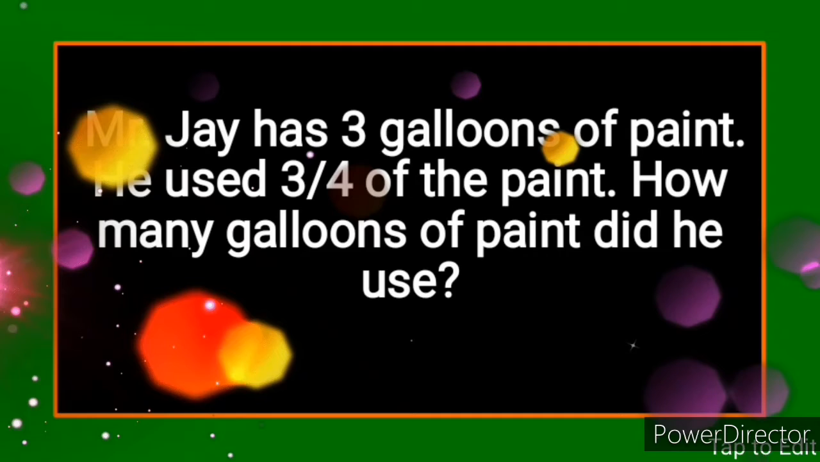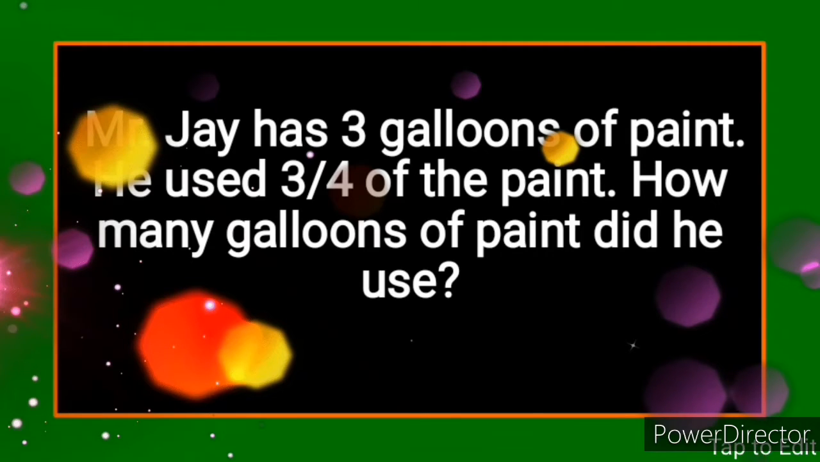Okay, let's have this word problem. Mr. J has 3 gallons of paint. He used 3/4 of the paint. How many gallons of paint did he use? Okay, what is asked in the problem? The gallons of paint did Mr. J use. So what are those given? We have 3 gallons of paint and 3/4 of the paint he used.